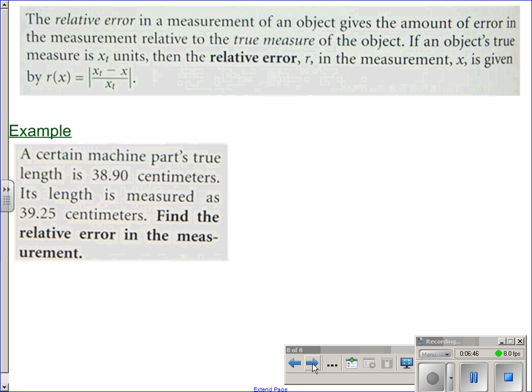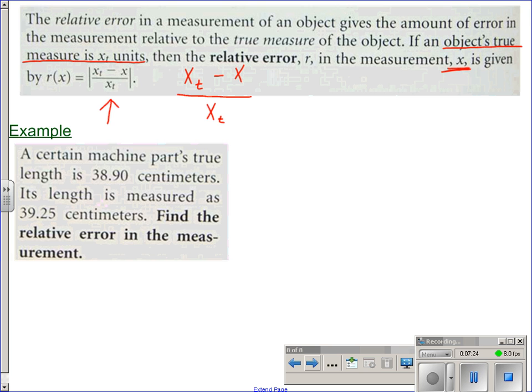And so this equation right here is how you figure it out. And it's a little blurry on my screen. I don't know if it is on yours, but it's x of t minus x over x of t. The x of t, as it says right here, is the object's true value, what it's supposed to be. The value of x is what it actually is. So you take what it's supposed to be minus what it actually is divided by what it's supposed to be. That gives you your relative error.